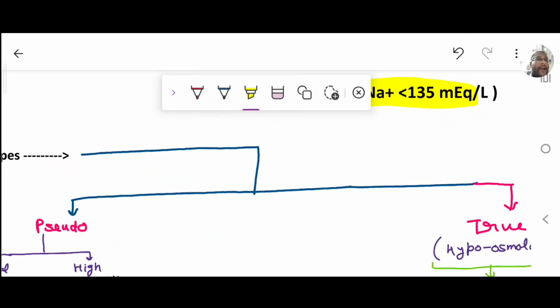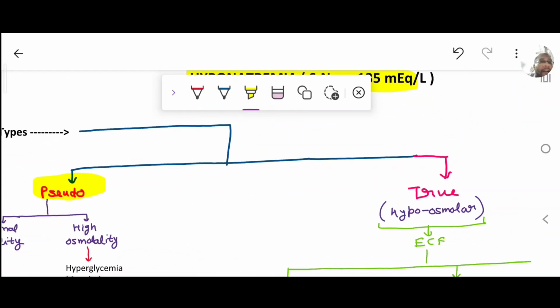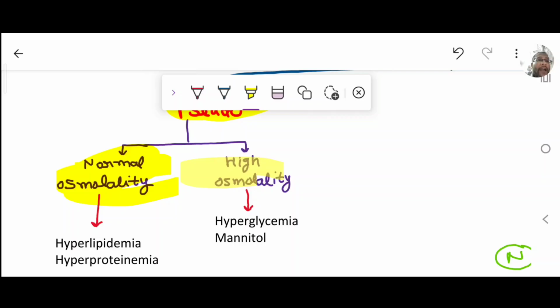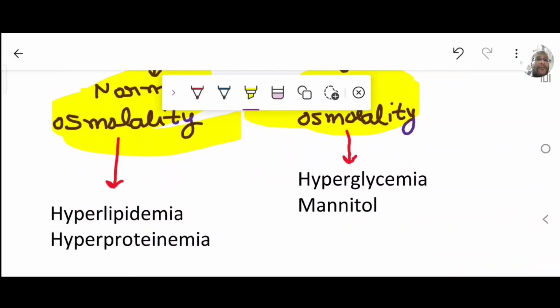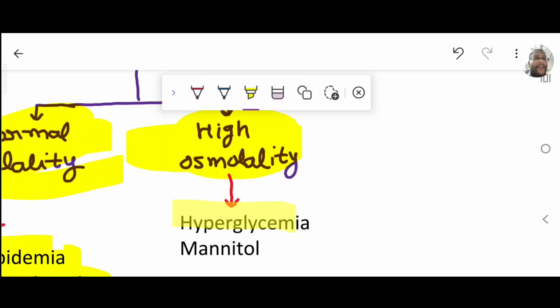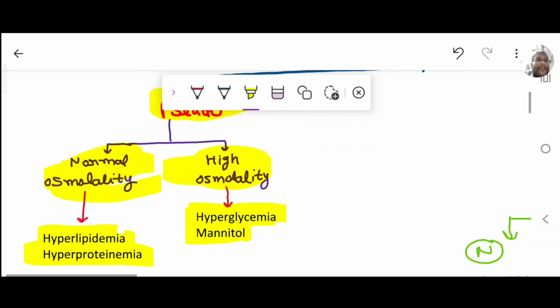There are two types of hyponatremia: pseudo hyponatremia and true hyponatremia. Pseudo hyponatremia is further divided into two, with normal osmolality and high osmolality. So when there is a normal or high osmolality, that is pseudo hyponatremia. Hyponatremia with normal osmolality is caused by hyperlipidemia and hyperproteinemia. And with high osmolality, it is when there is hyperglycemia or the patient is given mannitol. Okay, so this is very important, guys. You have to first classify the hyponatremia into pseudo and true.